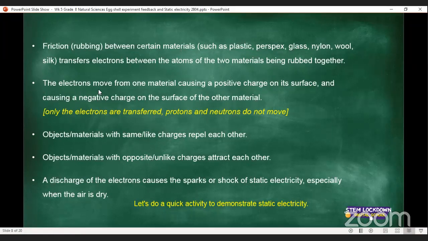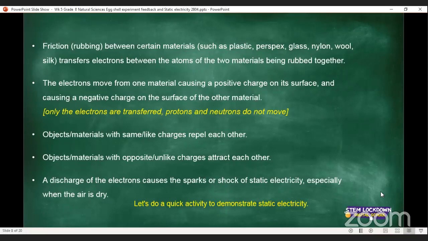The electrons move from one material, causing a positive charge on its surface, and it causes a negative charge on the surface of the other material. So basically, we have a movement of electrons. Now you must also know that only the electrons are transferred.